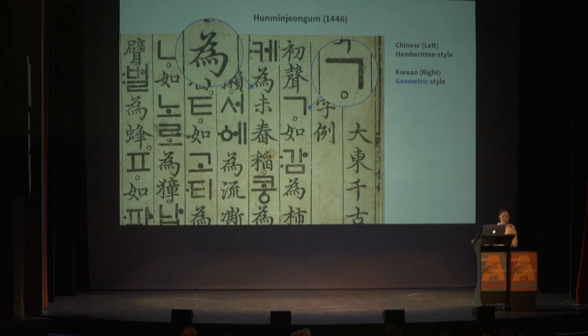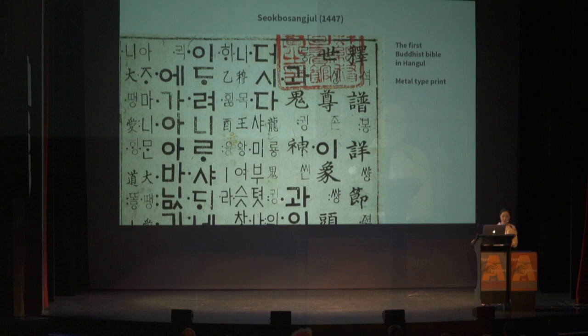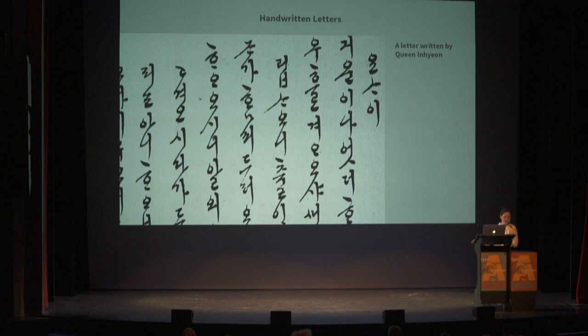After its invention, Hangul started to be used for daily life. For instance, this is the first Buddhist Bible in Hangul. The letter form was still geometric signs. This is a book for ethics named Oryun Haengsildo. Here you can see brush touches and handwritten letters. You can see the letter forms were influenced by brush.